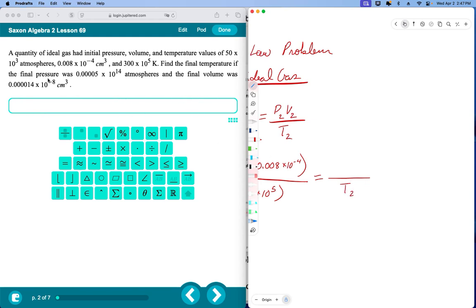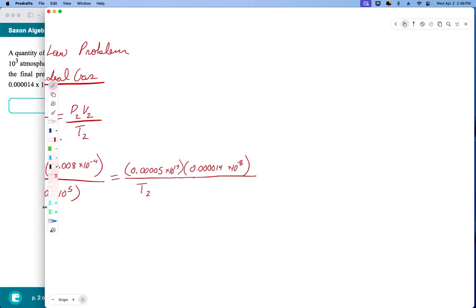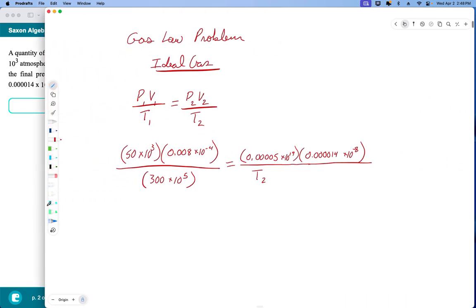If the pressure was this, I'm going to make this line longer, 0 point, and that's 1, 2, 3, 4 zeros, 1, 2, 3, 4, 5 times 10 to the 14. And then this one is 1, 2, 3, 4 zeros, 0.123414 times 10 to the negative 8. And that's volume because it's centimeters cubed as well. I'm going to stretch this out so we can solve this problem. It's going to take a little bit more space. So now we can see everything.